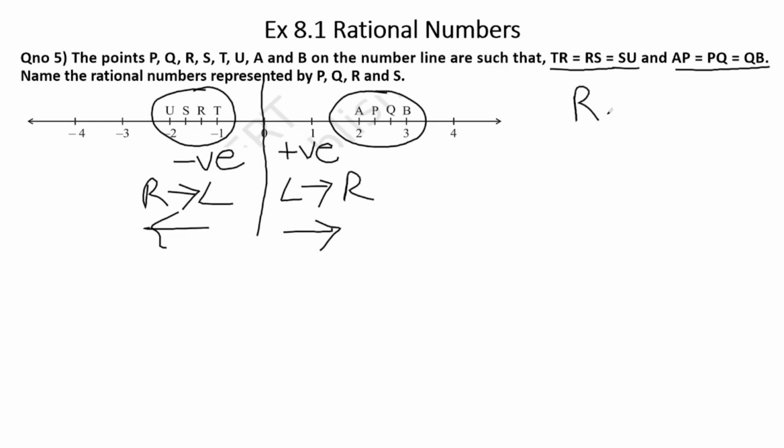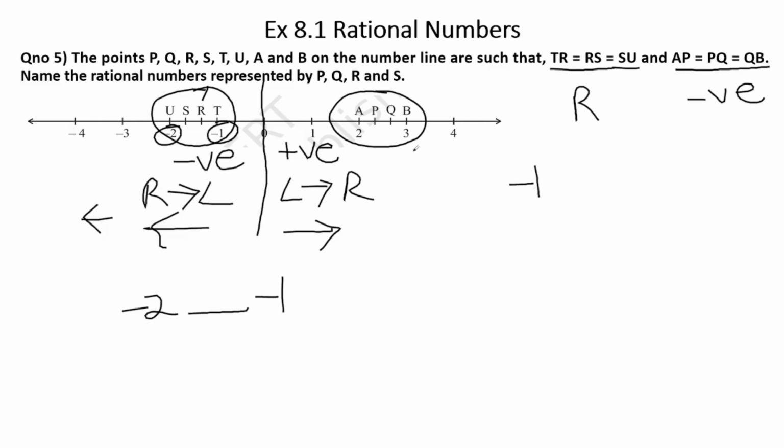Where is R? R is in the negative side. That means R is a negative rational number. Okay. Now, R lies between -2 and -1. Right? Yes. For the negative rational numbers, we have to count from right to left. The direction is from right to left. Right? So, write -1 here.